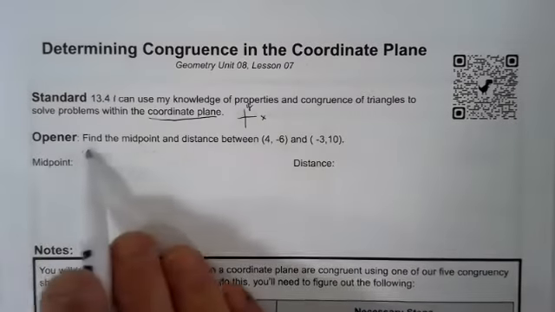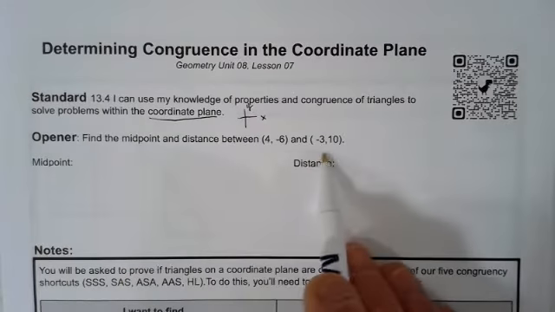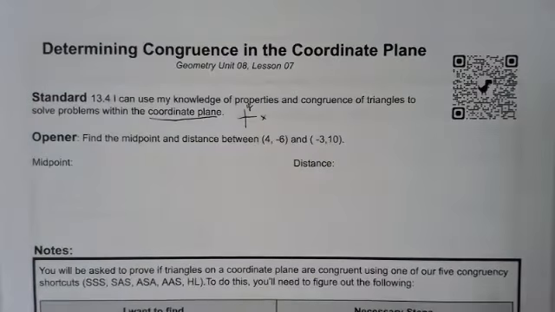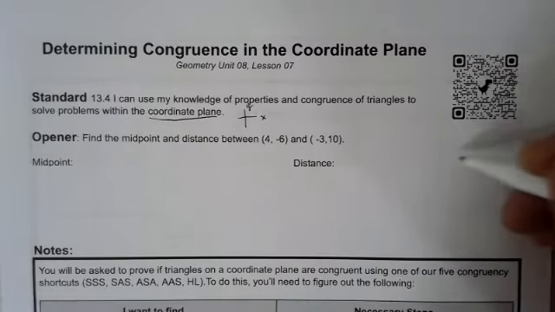Now for the opener, we're going to find the midpoint and distance between (4, -6) and (-3, 10). Go ahead and pause the video, see if you can do that on your own. Okay, so hopefully you did that.